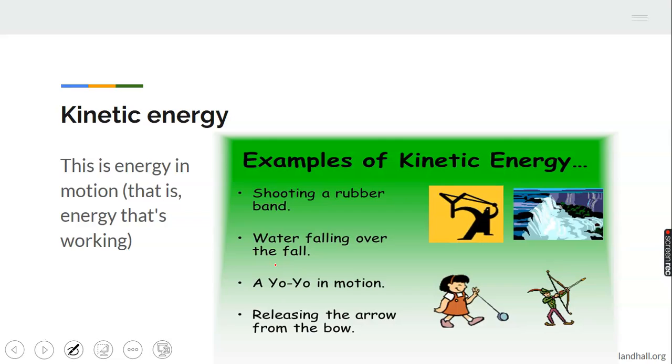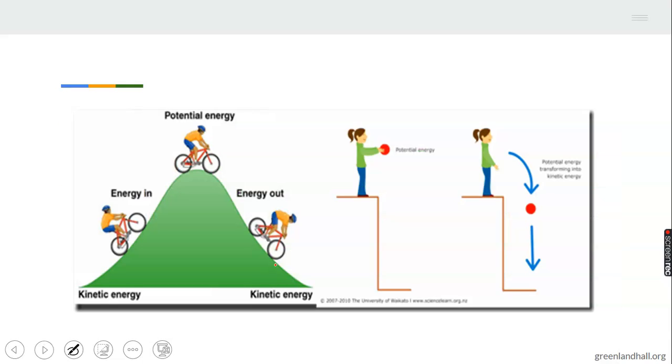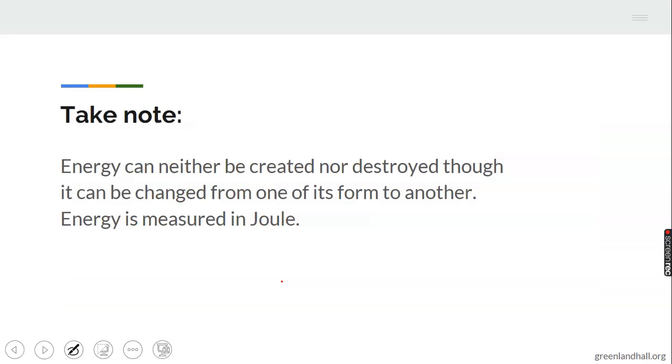Shooting a rubber band, water falling, releasing the arrow from the bow. Now, here we see some examples of kinetic energy and potential energy. Energy at rest, but the moment you start moving it, it becomes kinetic. When you come back down again and it rests here, that is potential energy again.